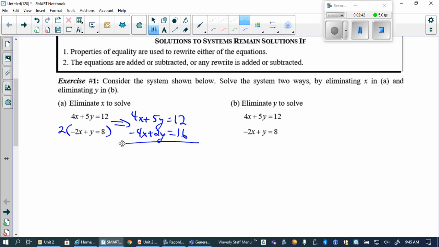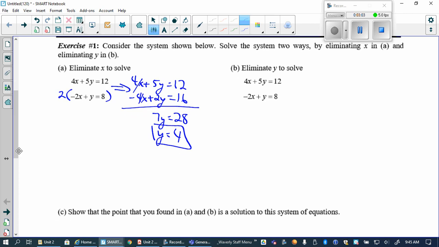Yeah. So these go away. And what do we have? 7y equals 28. And what does y equal? 4. All right. Are we done? No. What do we need to do now? All right. Want to plug it back into one of those? Anybody have a choice? Top. All right, we'll do the top. So we'll say 4x plus 5 times 4 equals 12. 4x plus 20, yeah?